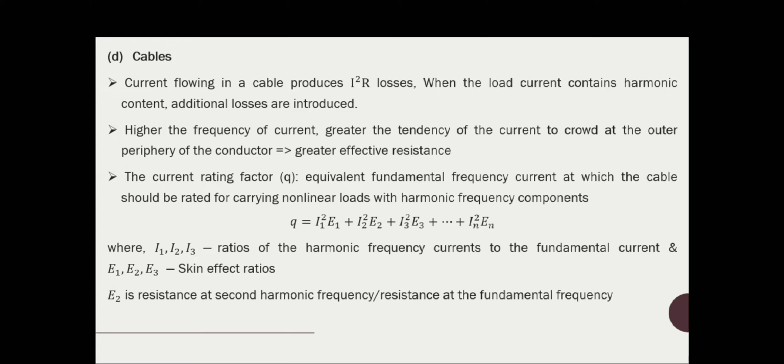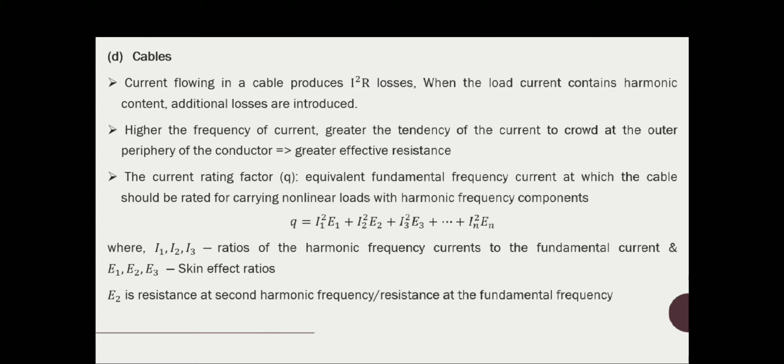And for these skin effect ratios E1, E2, E3, E2 is the resistance at the second harmonic frequency divided by the resistance at the fundamental frequency. Skin effect ratio means E2 corresponds to the resistance at the second harmonic frequency to the resistance at the fundamental frequency. E3 means resistance at the third harmonic frequency divided by resistance at the fundamental frequency. So we can calculate the value of Q in order to find out the rating of the cable.